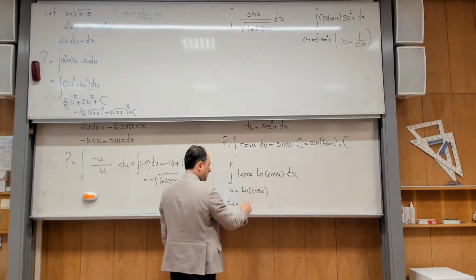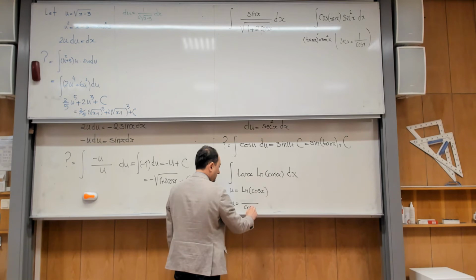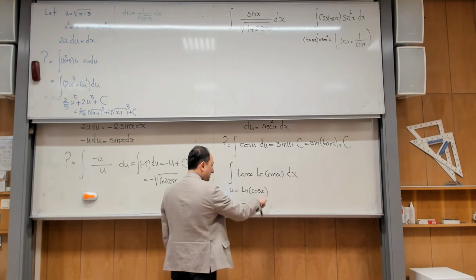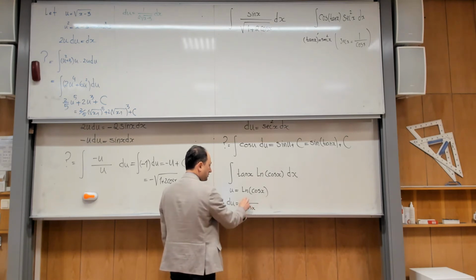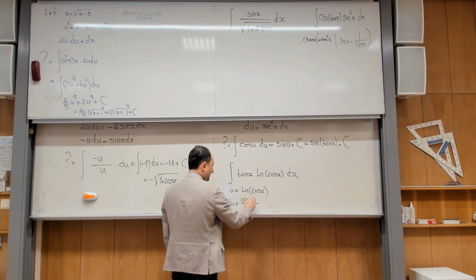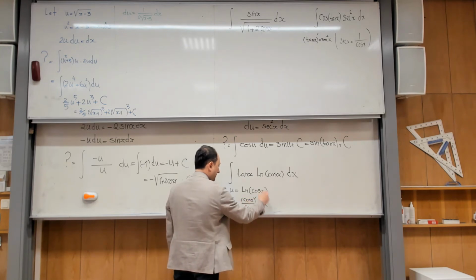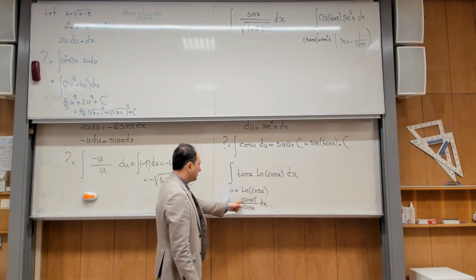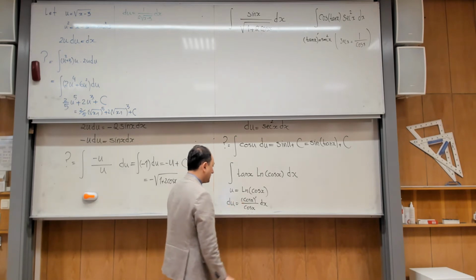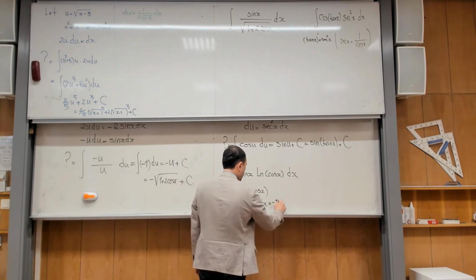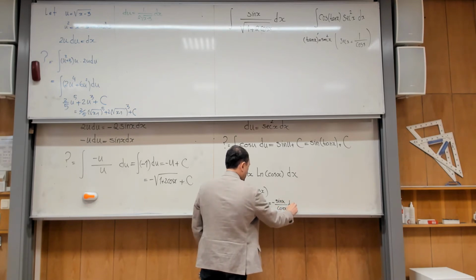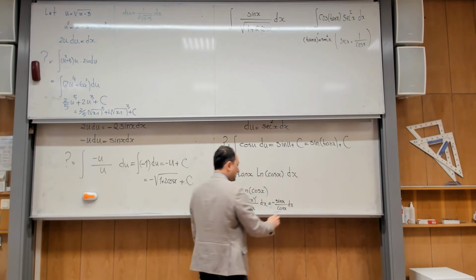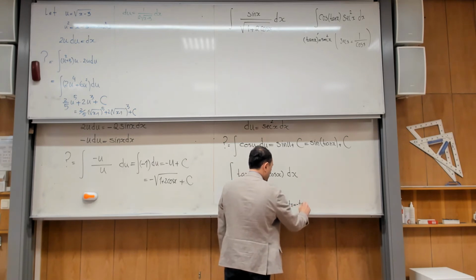So this will go down, becomes cosine x. But you have to multiply by the derivative of cosine x, you remember. And then you put dx. But then the derivative of cosine x is negative sine x over cosine x dx.